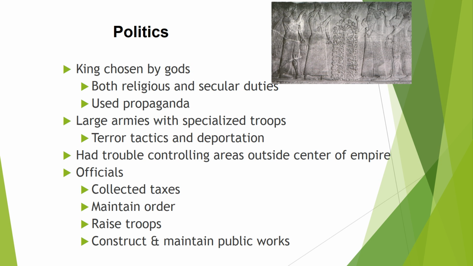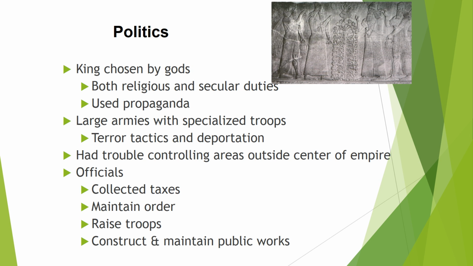Specialized troops, a lot of iron means you can have a lot of weapons. Those weapons are fashioned into specialized units in the military, and that's what's going to be used by the people like the Hittites and the Assyrians, for example, to create these large armies who use terror tactics and deportation to get their messages across as they start to expand. With most empires, eventually they expand beyond their control, and when they get too big, those areas are hard to keep under control, and therefore they start to collapse and go into chaos.